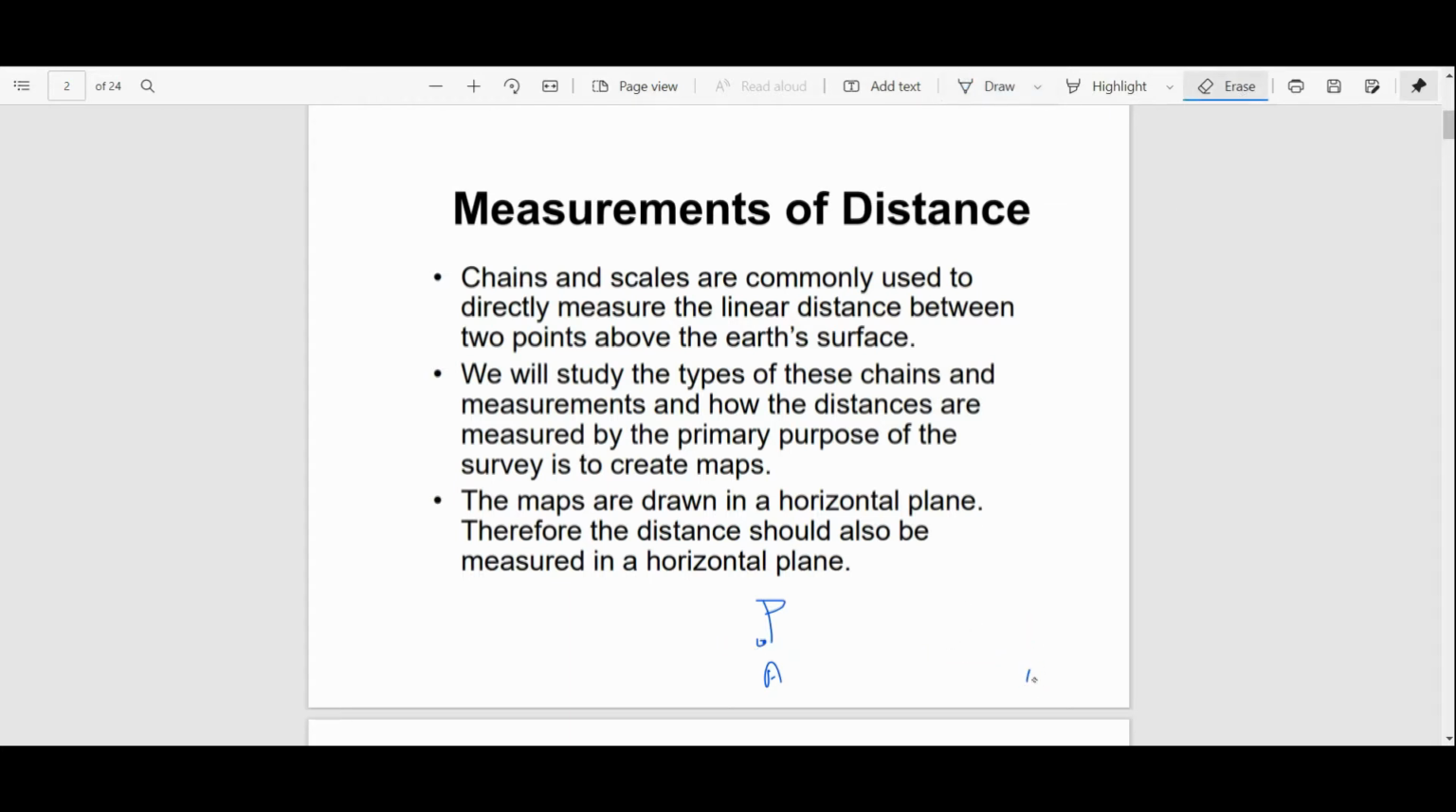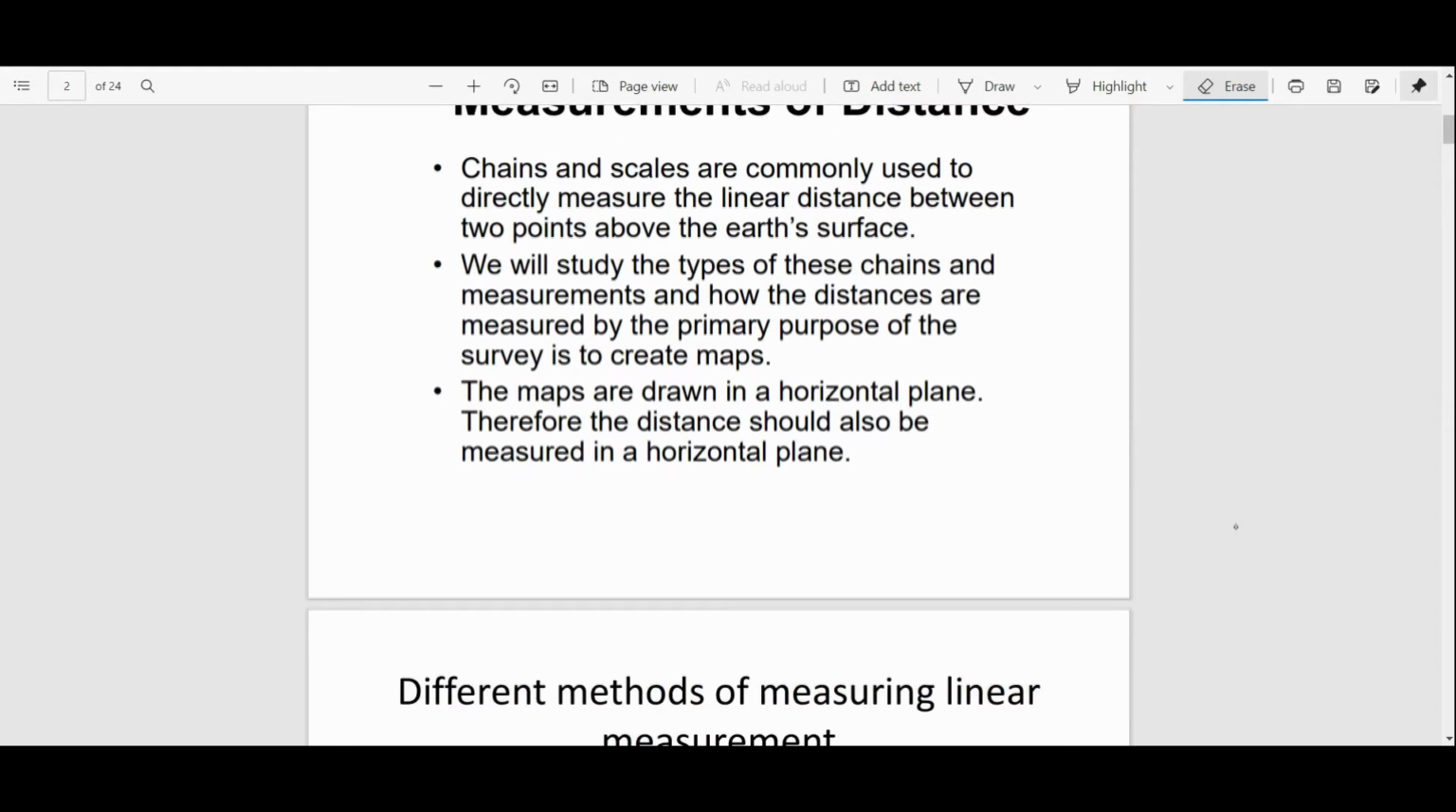Chain and scale were used for calculating a linear measurement, and then maps were drawn on a horizontal plane, and then it is converted with the help of scale. That was also one of the ways to calculate the linear measurement.